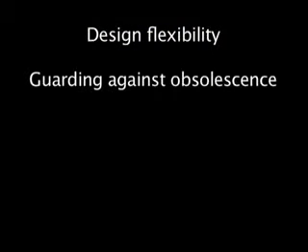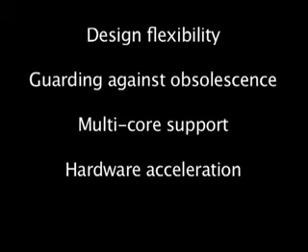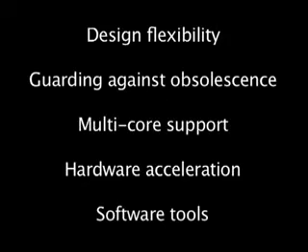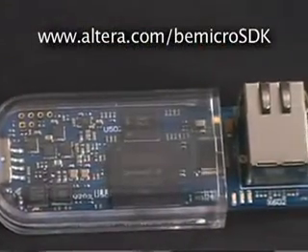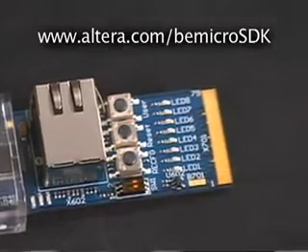We'll cover design flexibility, guarding against obsolescence, multi-core support, hardware acceleration, and most importantly, you'll see from our demo that we have all the software tools that you're already familiar with. As we go through these points today, you'll get a good look at what you can do with our Nios 2 embedded processor and the B-Micro SDK, which is one of the newest offerings from our partner Arrow.